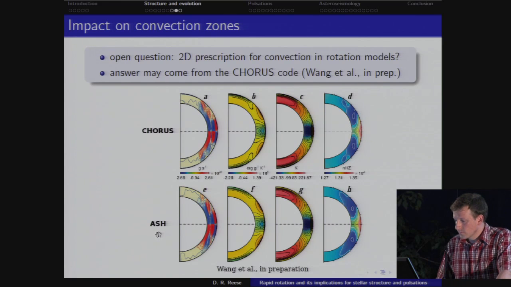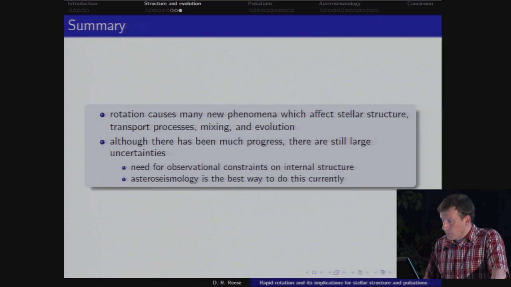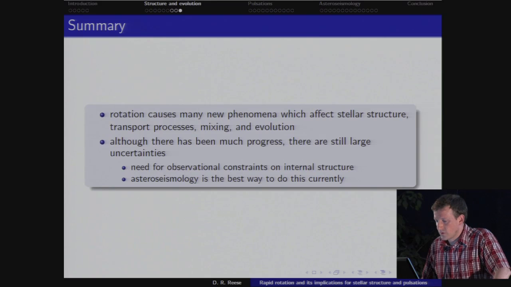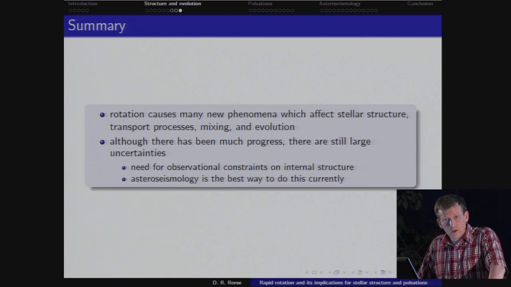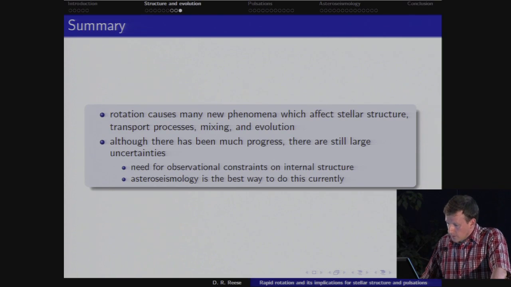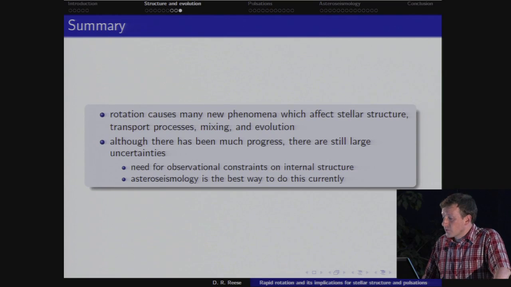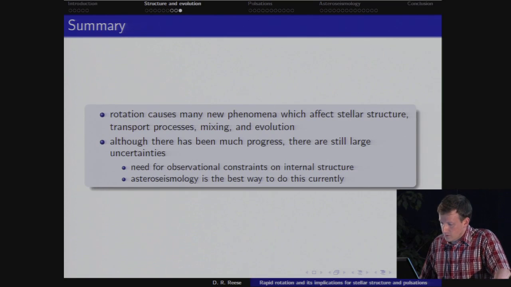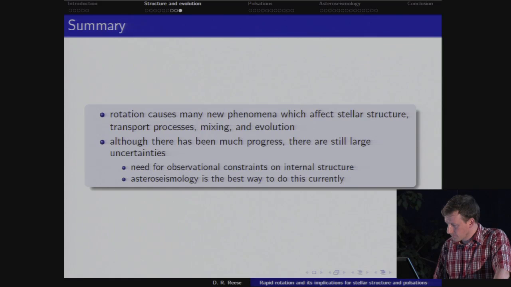So in summary, rotation causes many new phenomena in stars, which affect transport processes within them, mixing, and then on the long term, their evolution. Although there's been significant progress over the past few years, there are still large uncertainties. To be able to make further progress, we need observational constraints on their internal structure. And the best way to do this, as you know, is through asteroseismology.